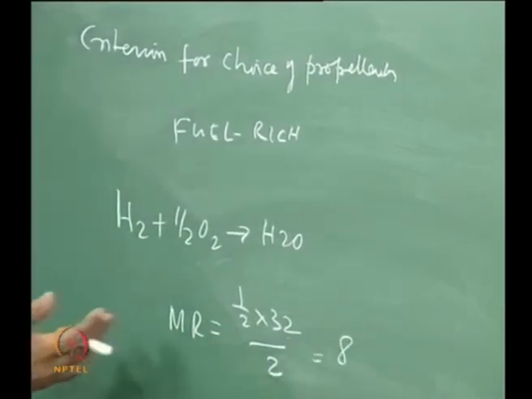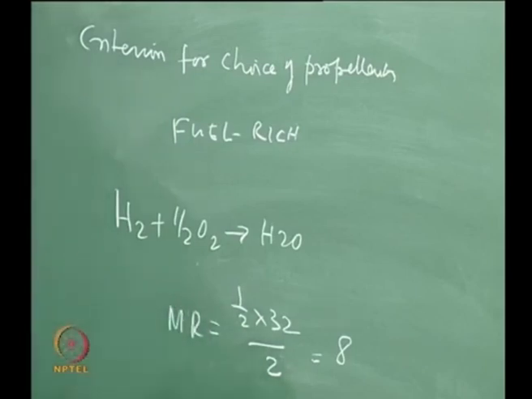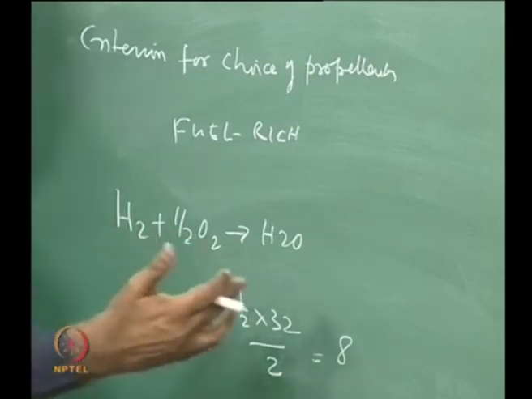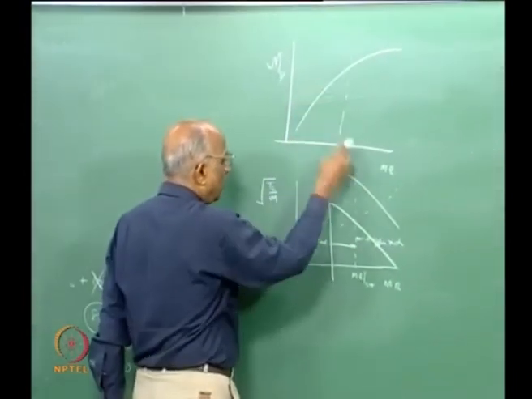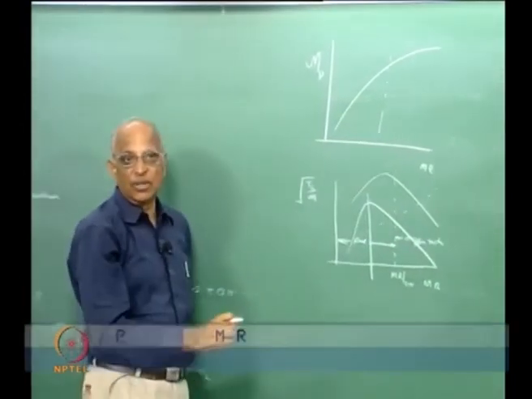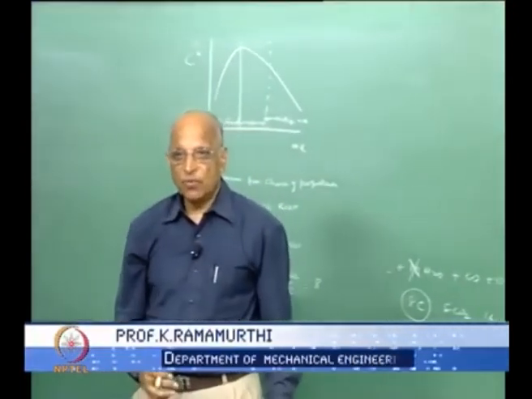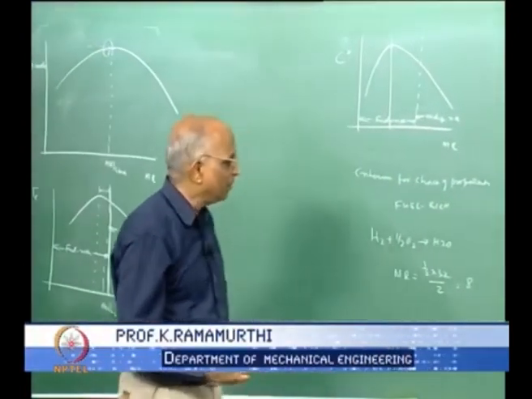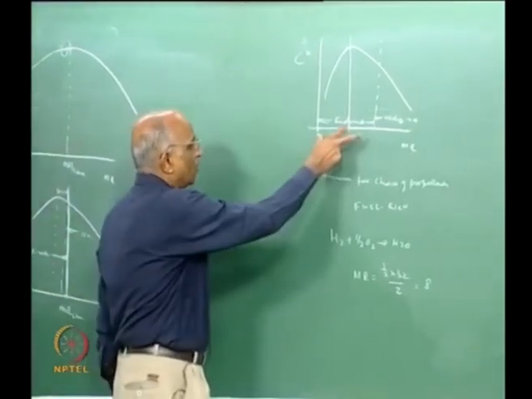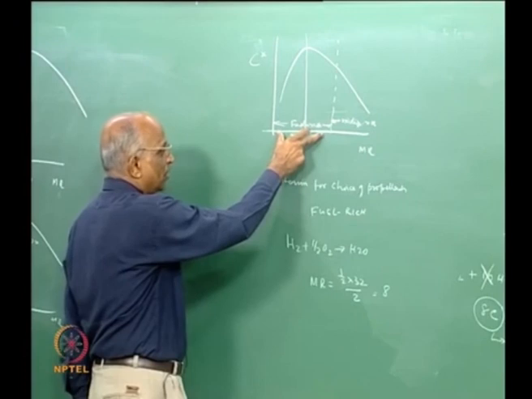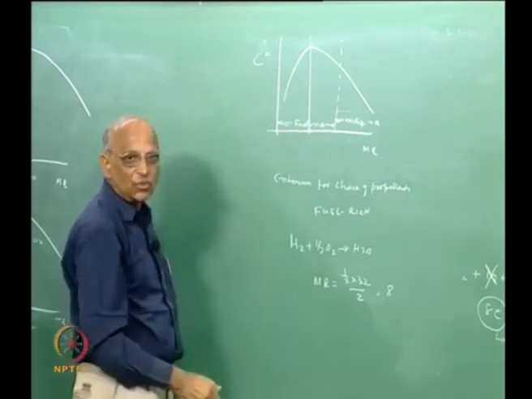But in practice, what we use is mixture ratio between 5 and 6. The reason being, yes, I get advantages of the lower molecular mass of the products and also to some extent the saving from the specific heat. Therefore, what we have done in this class is, we have told ourselves that for the choice of propellants, it is better to have fuel rich propellants, that means mixture ratio less than mixture ratio stoichiometry.